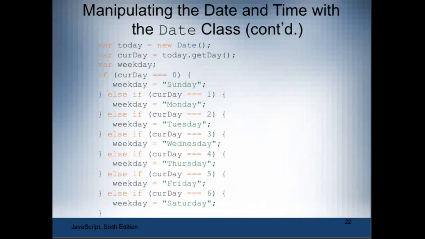Line 1 declares and instantiates a Date object called today. Line 2 calls the getDay method on the today object and assigns the value to a variable declared as currDay. Line 3 declares the third variable, weekday. And in line 4, an if-else statement begins in which the value of currDay is checked to see if it equals 1, 2, 3, 4, 5, or 6. If currDay is 0, we know the day is Sunday, so we assign the text Sunday to the variable weekday. If currDay is 1, we know the day is Monday, so we assign the text Monday to the variable weekday. And so on for the 7 possible days of the week.